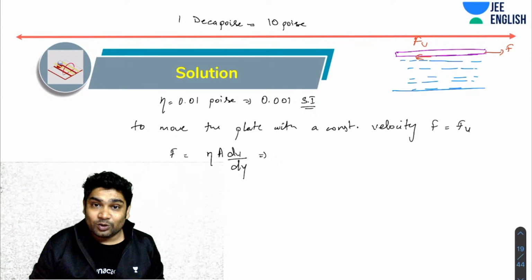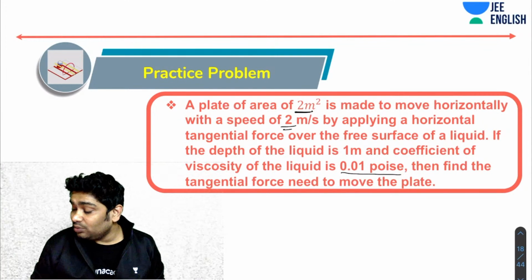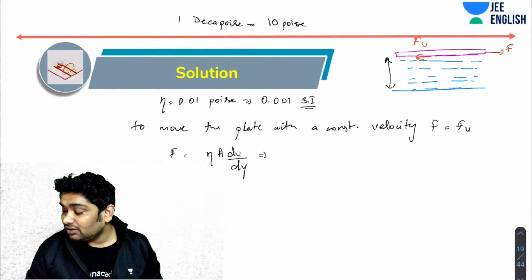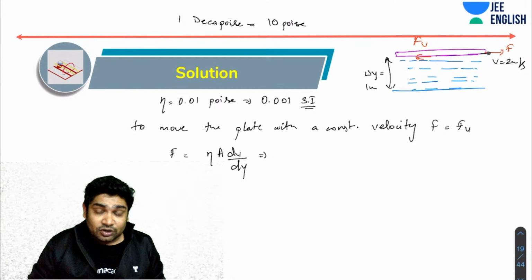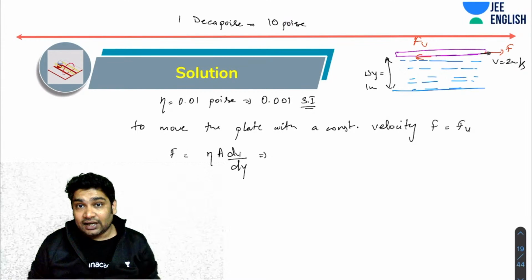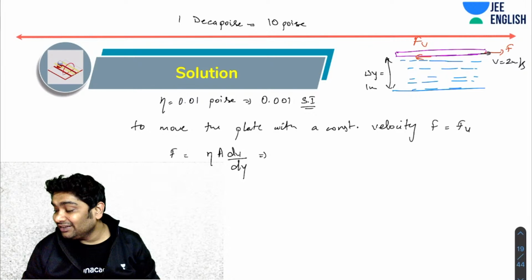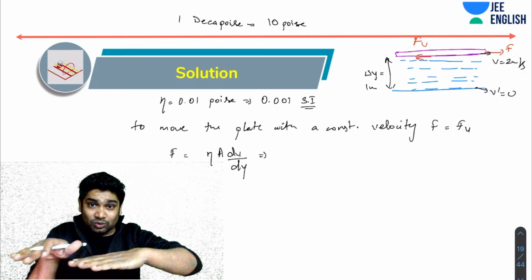So all I need to do is just substitute the values. A is 2 and V is 2 meter per second, and the depth of the liquid is 1 meter, so delta y is 1 meter. Here the v is 2 meter per second. Now please note that the topmost layer and the bottommost layer of the liquid always stick to the surfaces that they are in contact with. So the topmost layer of the liquid would be moving with v equals 2 meter per second. How about the v here? V dash here would be 0. The bottommost layer would have stuck to the ground.